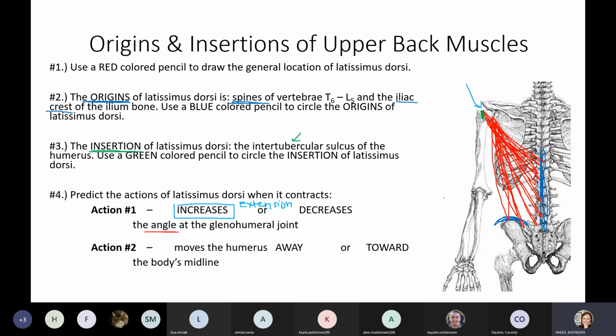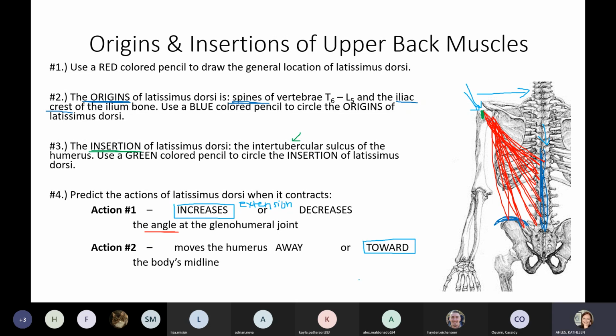The other thing I can do with latissimus dorsi is either do abduction or adduction. When we're considering if I do abduction or adduction, again, let's look back at the fact that my insertion is lateral to my origin, which means that when I contract, I'm going to pull my insertion this direction. I'm going to pull it toward the midline of the body.